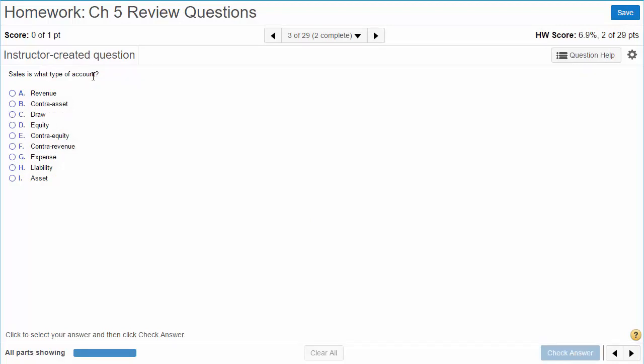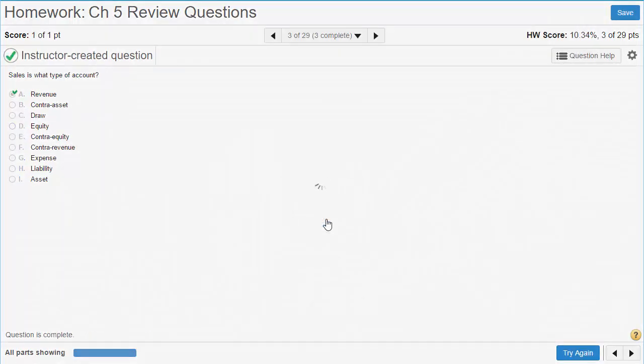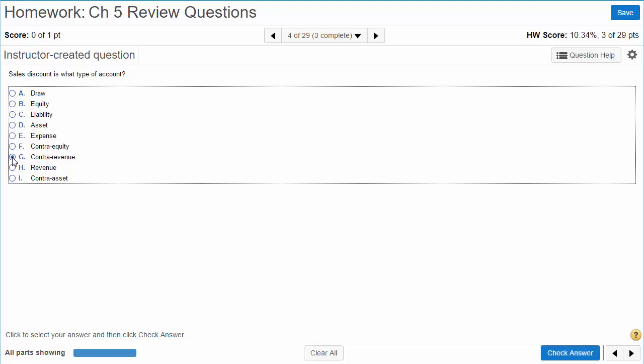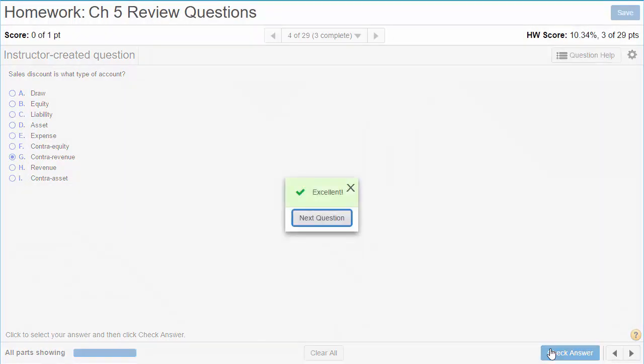Sales is what type of account? Well, that's the same as calling it sales revenue. Sales discount is what type of an account? So if we sell merchandise to a customer and then later they pay early and we give them a discount, this discount is actually offsetting or lowering our revenue. So sales discount is a contra revenue. It lowers our revenue.